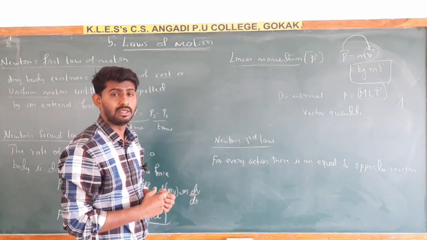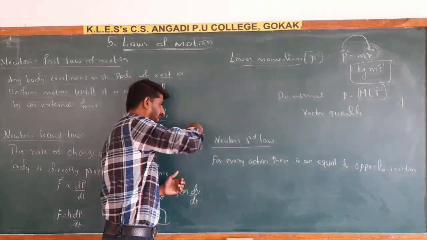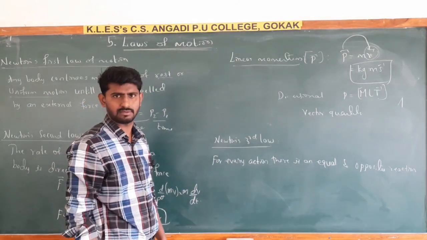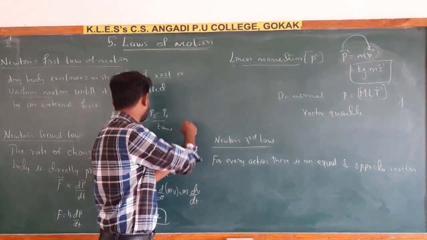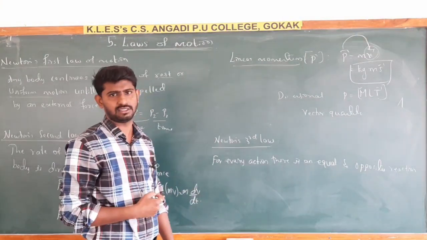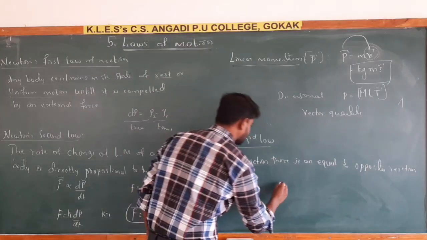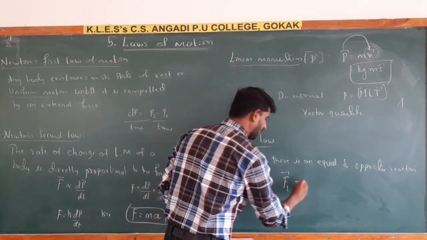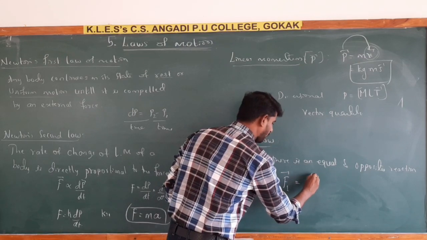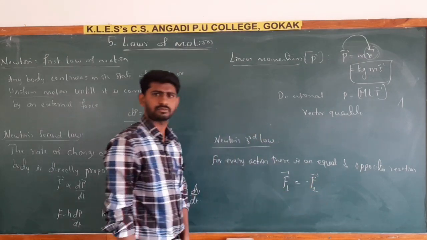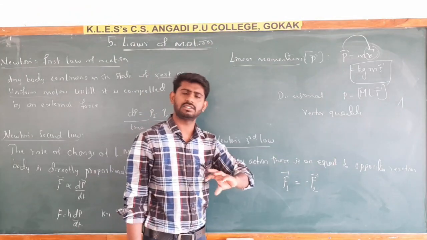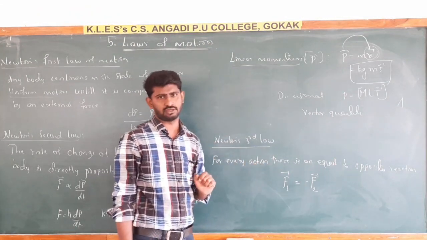Equal in magnitude, but what about the direction? I am applying force in this direction. At the same time the body is giving me an opposing force. So these two forces are equal and opposite. Clear? As per Newton's third law, the action is equal and opposite to the reaction. Action and reaction are always equal and opposite. So this is Newton's third law of motion.